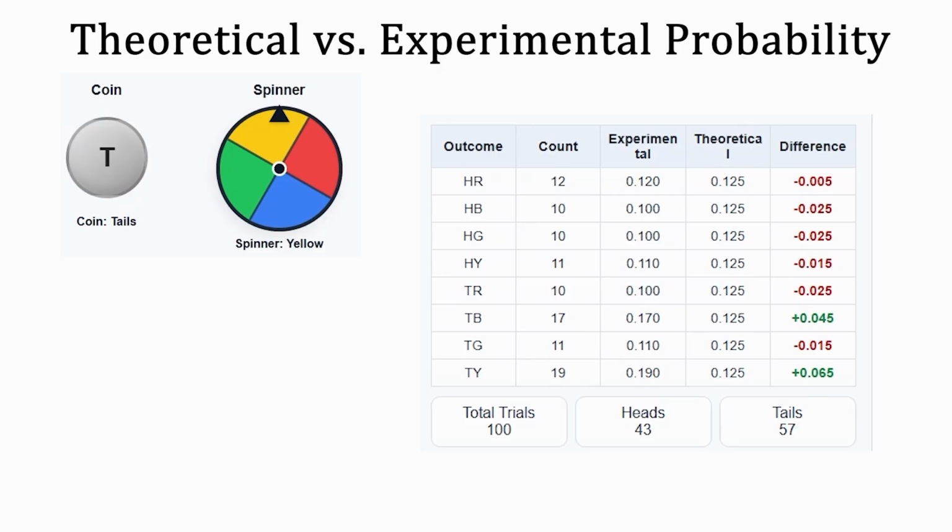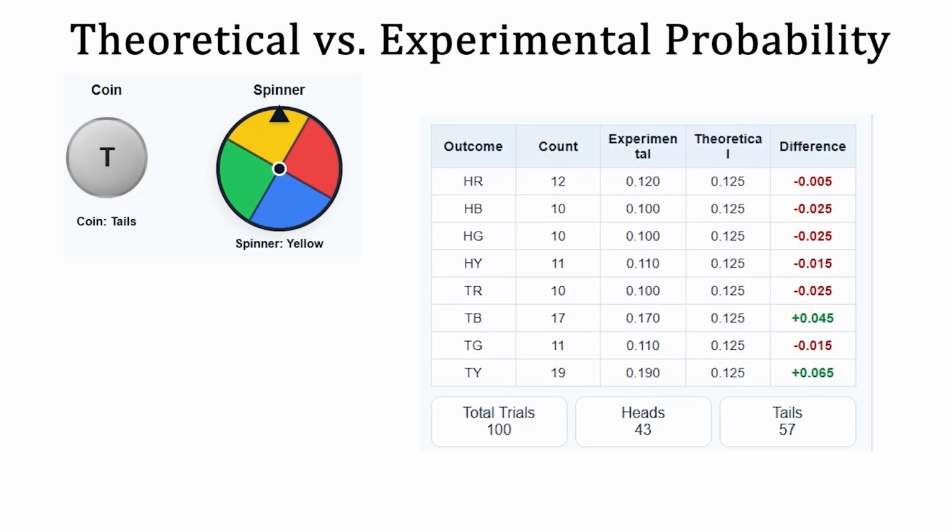All right, now that we've increased the sample size, notice what happened. The experimental probabilities start to stabilize and move closer to the theoretical values. The differences do not disappear completely, but they become much smaller. As we continue increasing the number of trials, the outcomes become more balanced and the experimental results begin to mirror what we would predict mathematically. This demonstrates one of the most important ideas in probability. Randomness can create noticeable variation in the short term, but over many trials, the results tend to reflect the probabilities we expect.